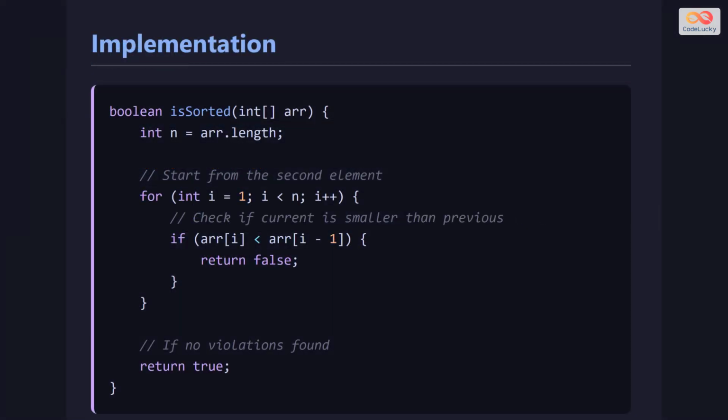Here is the code implementation. We define a function taking an integer array. We calculate the length n. We loop from i equals 1 to n minus 1. Inside, if array[i] is less than array[i minus 1], we return false. If the loop finishes, we return true.